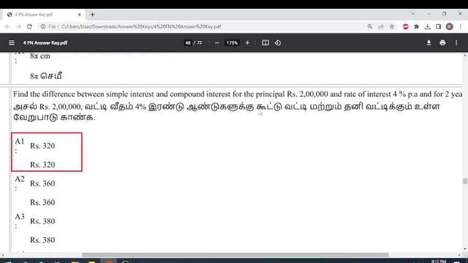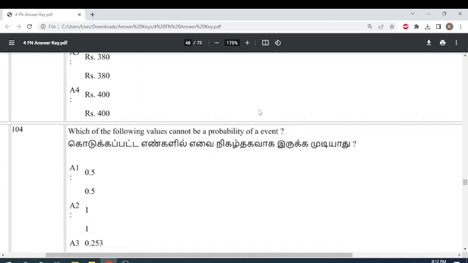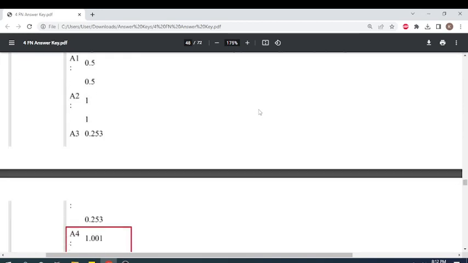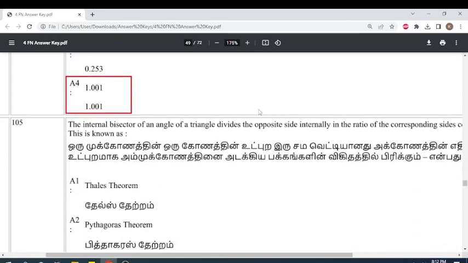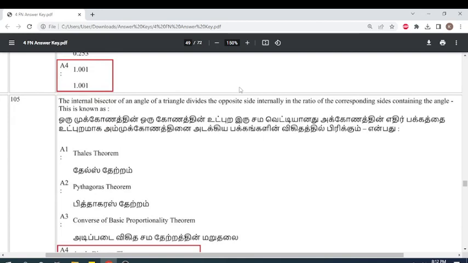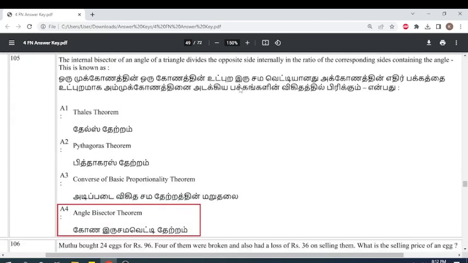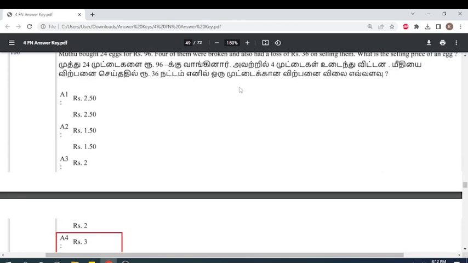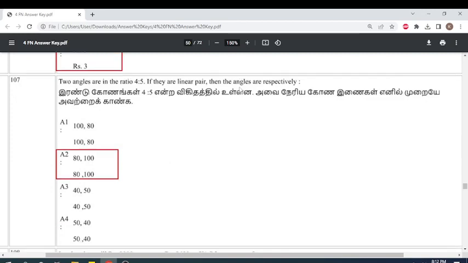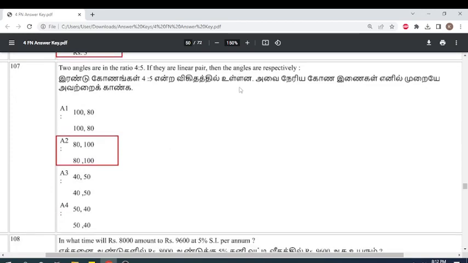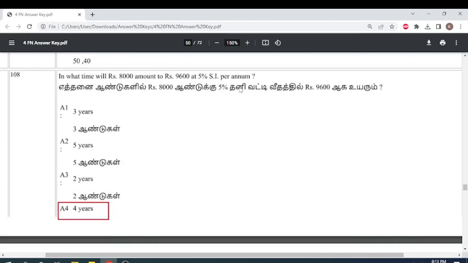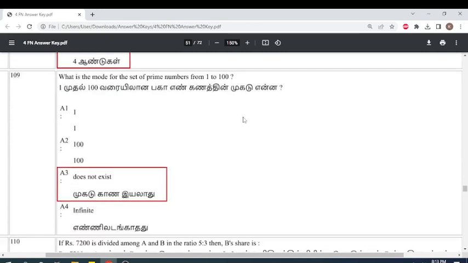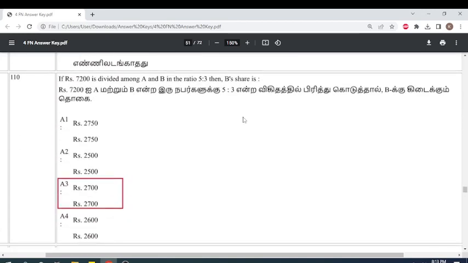103 question kaana answer A1. 104 question kaana answer A4. 105 question kaana answer A4. 106 question kaana answer A4. 107 question kaana answer A2. 108 question kaana answer A4. 109 question kaana answer A3. 110 question kaana answer A3.